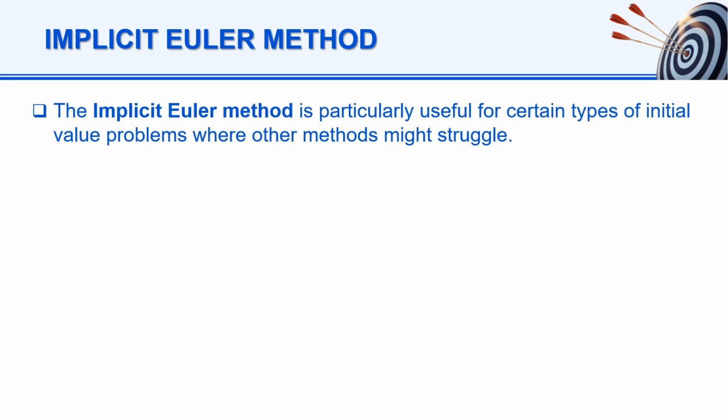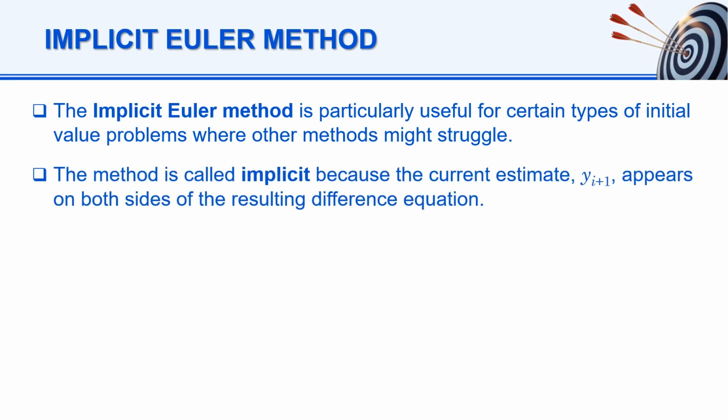The implicit Euler method is particularly useful for certain types of initial value problems where other methods might struggle. The method is called implicit because the current estimate, y_{i+1}, appears on both sides of the resulting difference equation.